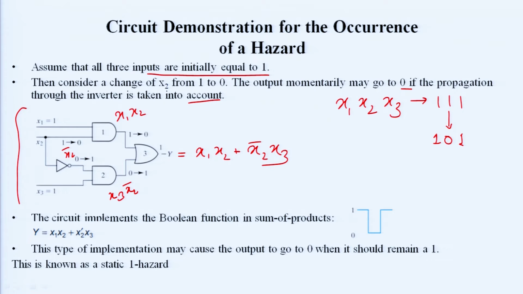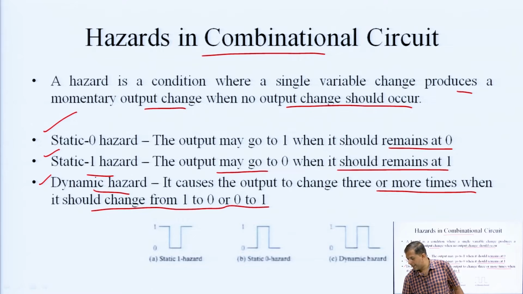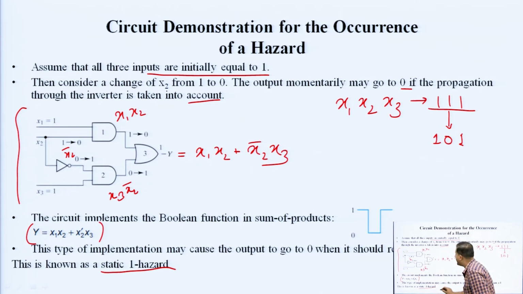The circuit implements the Boolean function y equals x1 x2 plus x2 bar x3. This type of implementation may cause the output to go to 0 when it should remain at 1. If all inputs are 1, then the output should be 1, but it is going to 0. That is a static 1 hazard, because the output should remain at 1, but it is going to 0. Is it clear to all of you? Initially all inputs were 1, but we changed x2 from 1 to 0, and the output momentarily goes to 0, though it should remain at 1.